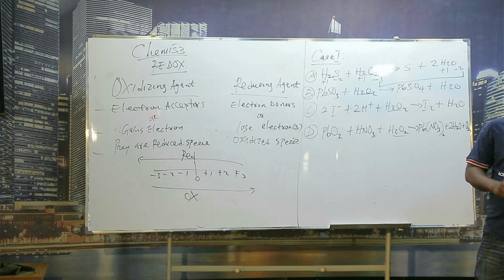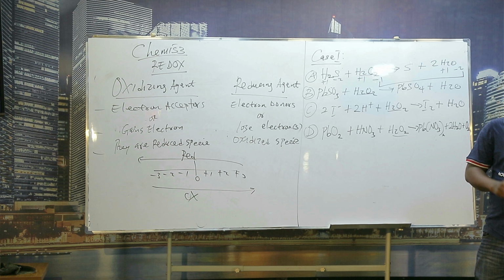Now look at that number line there. Oxygen in H2O2 is minus 1. Oxygen in H2O is minus 2. From minus 1 to minus 2, is it oxidized or reduced? Reduced. So H2O2 is a reduced species, so it is acting as what? Reducing agent. So option A is wrong.